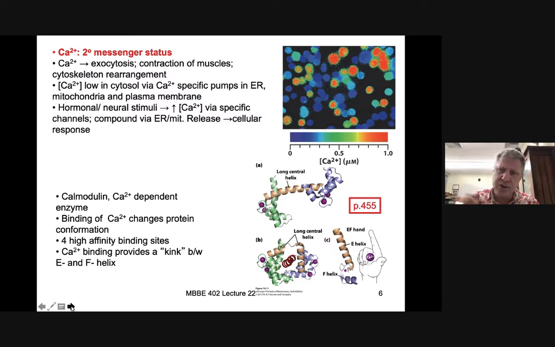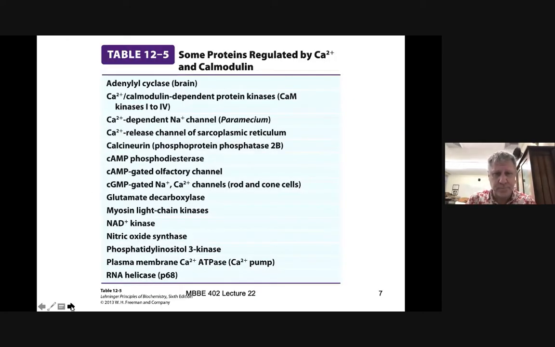So again, an illustration of the issue of shape and form and stabilization, in this case with calcium. So we have a whole load of proteins that are regulated by calcium and calmodulin. And again, some of these are GPCRs, in regards to cyclic AMP, and also some of the ones we're going to see. Let's see which ones we are going to look at. We are going to have a look at some of these.